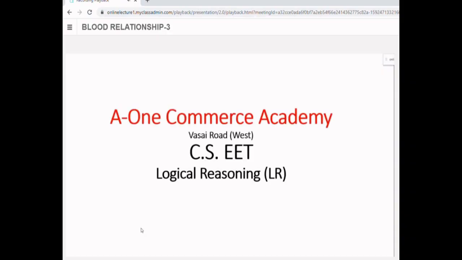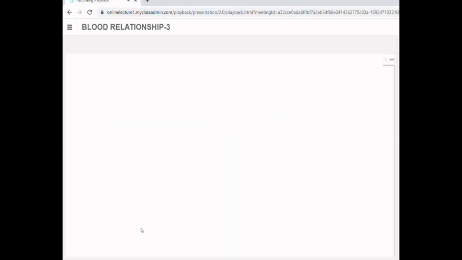Yes, here, clear cut, this slide says this is meant for CS, not for CA. Okay, clock calculation. Let's start.